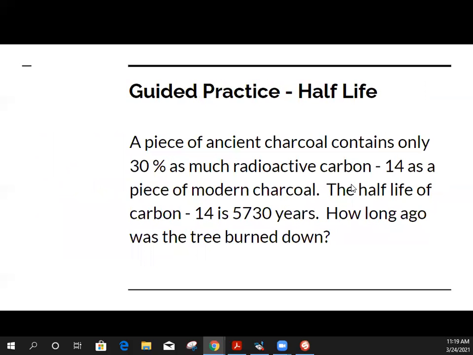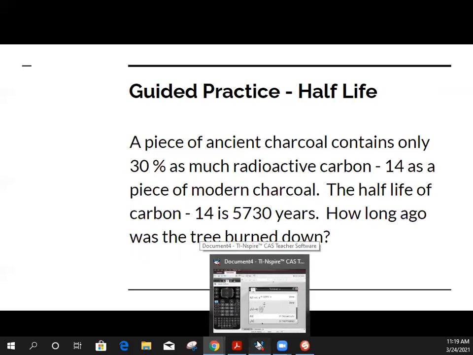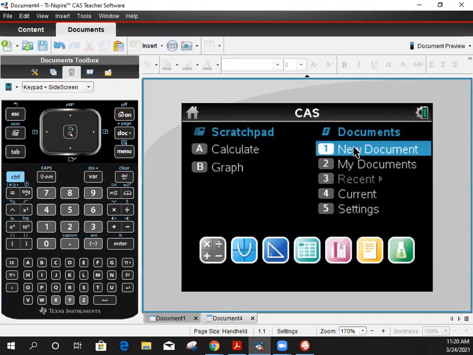So let's do an example. Let's say you're roaming through the forest, you're going for a little bike ride or walk, and you find an old piece of burnt wood, like charcoal, and you take it into your lab, because we all have a lab at our house, and you put it under your microscope, and you notice that it only has 30% of the radioactive carbon-14 as a piece of modern charcoal. So you burn another piece of charcoal and you compare it. So you know the half-life of carbon-14 is 5,730 years. How long ago was the tree burned down? All right. So make a new doc, fresh doc.